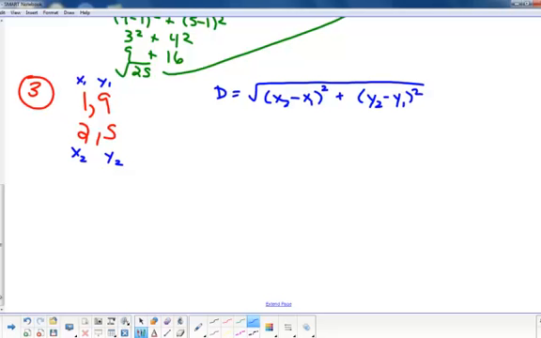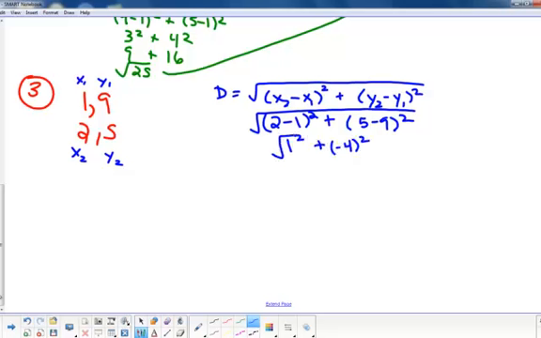All square rooted. So we can put in 2 minus 1 squared plus 5 minus 9 squared. So we have 1 squared plus negative 4 squared. So that's 1 plus 16. So the distance of this is the square root of 17. If you want to put 4.1, you can, but this is a better answer because there's no rounding error.